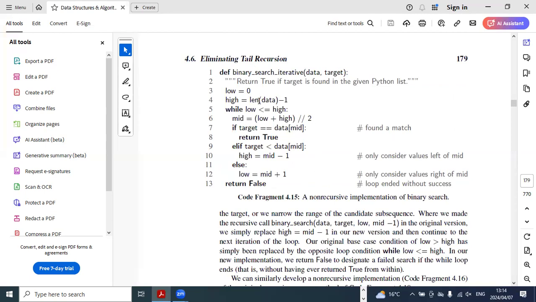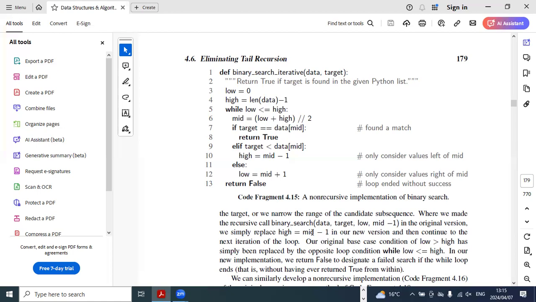The binary search, which is much simpler in iterative form, takes data and target. It declares low as 0, and then high as the length of the data minus 1. So if the data has length 10, it goes from 0 to 10 minus 1, which is 9. While low is less than or equal to high, we declare mid, which is low plus high divided by 2. If the target is found, you return true; or else if the target is less than mid, high becomes mid minus 1; or else low becomes mid plus 1. Then return false.